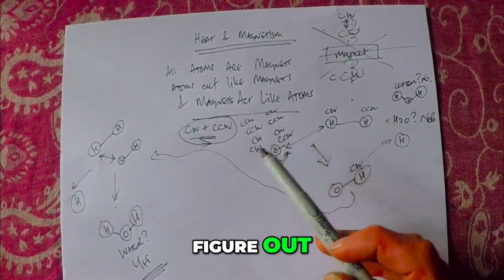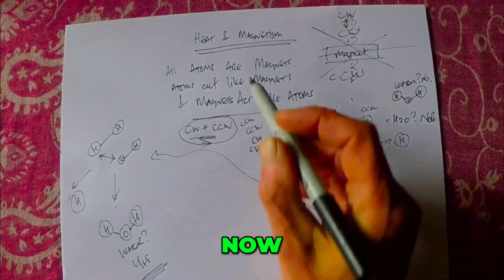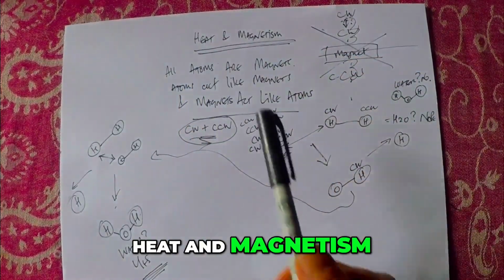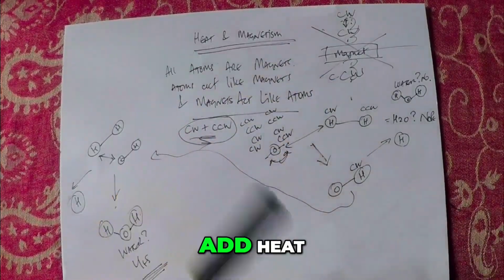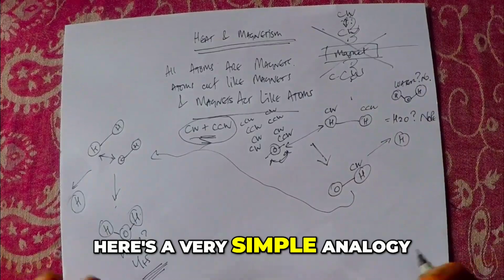We just have to figure out, is it clockwise and clockwise, and counterclockwise, and so on. Now, let's come to the name of the paper. Heat and magnetism. We all know that magnetism fails when you add heat. Why would that be? Well, here's a very simple analogy.